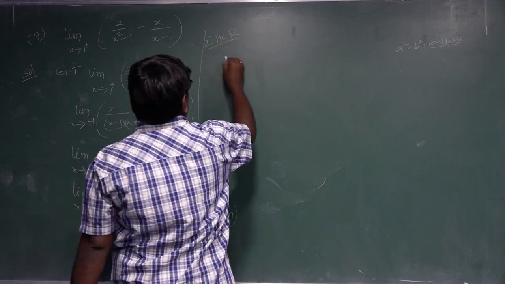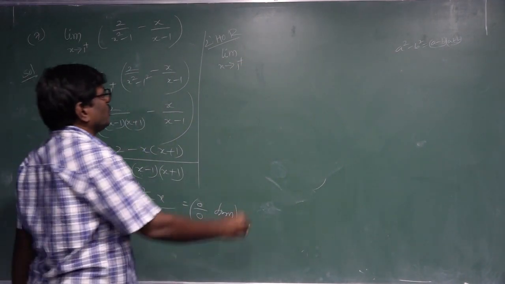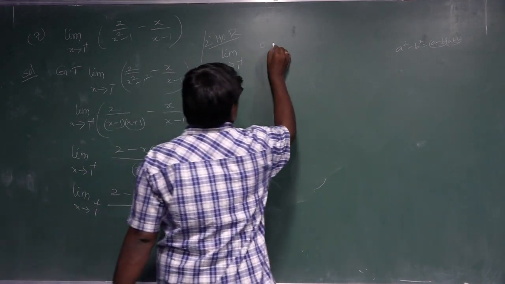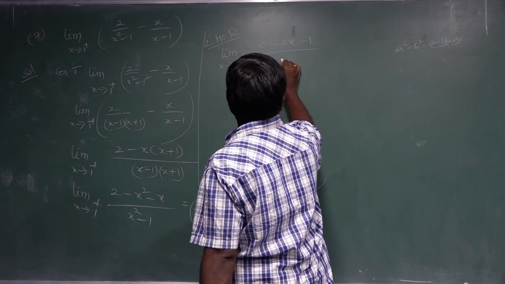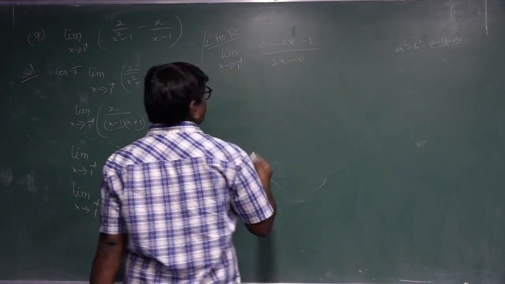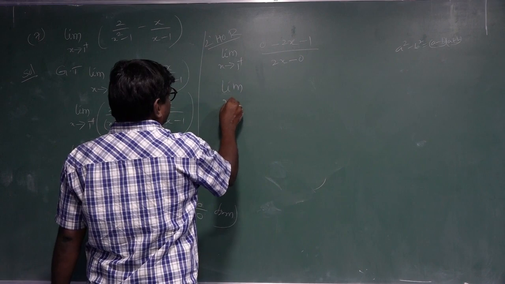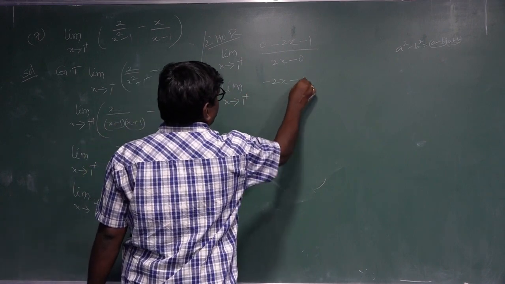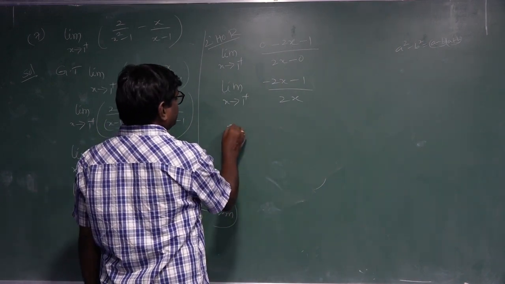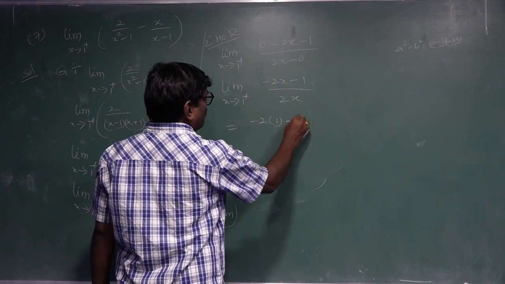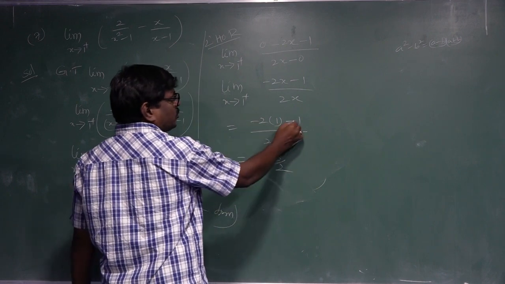Limit as x tends to 1 plus. The derivative of the constant is 0 into x square, the derivative is minus 2x minus 1 by the derivative of x square, which is 2x minus 0. Directly applying x equal to 1, the limit as x tends to 1 plus of minus 2x minus 1 by 2x. Applying the limit, minus 2 into 1 minus 1, by 2 into 1, equals minus 3 by 2.